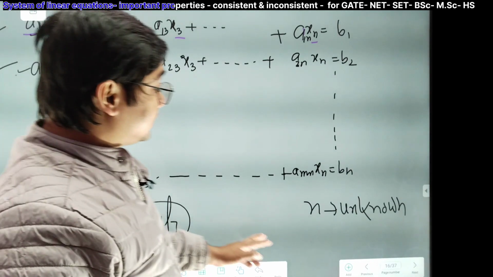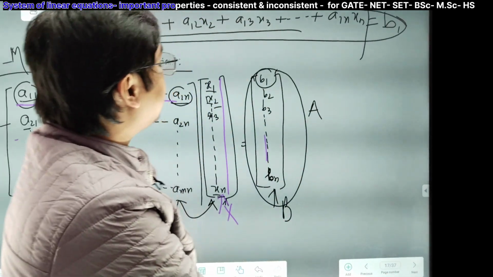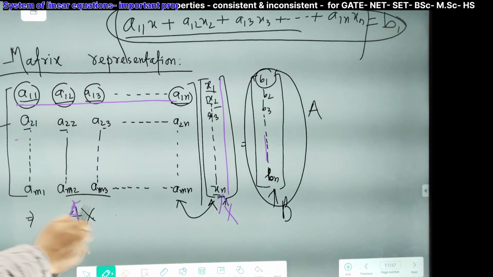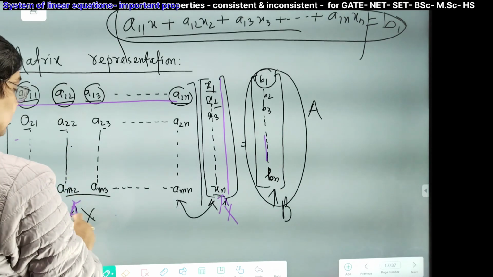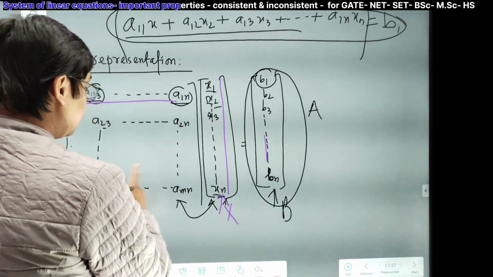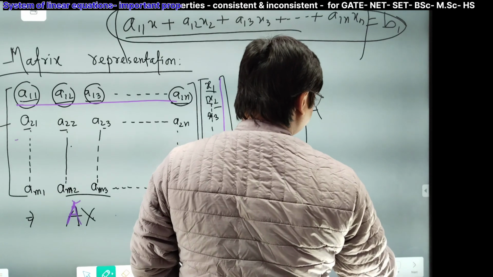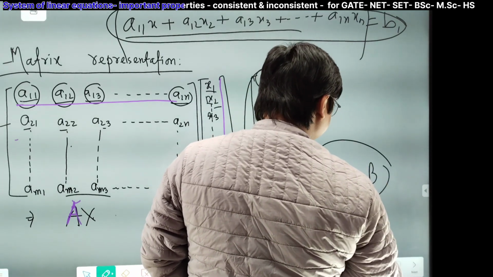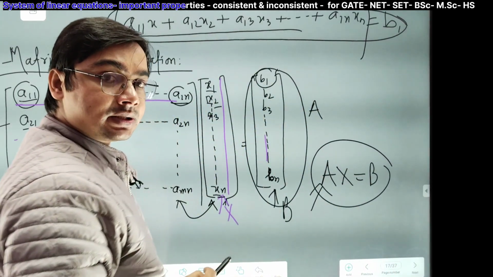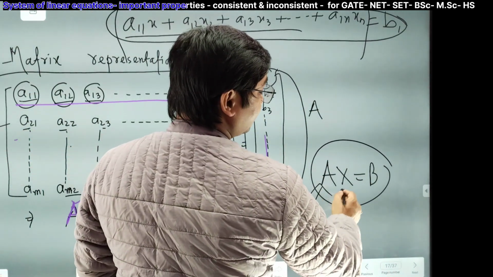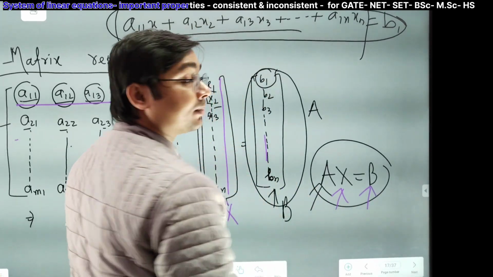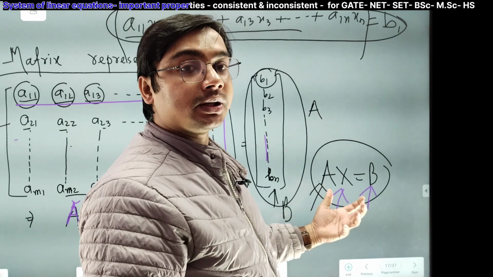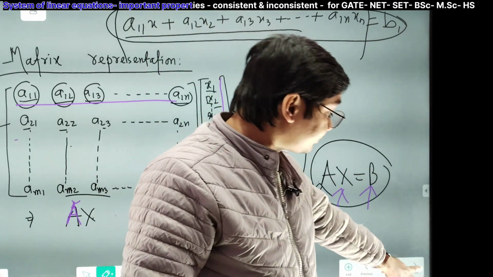Okay, so this is simply the matrix representation of this system of linear equations, guys. This matrix is A, this is X, this is B. That means we can also write the system this way: AX = B. Here A is the matrix of coefficients, X is the matrix of unknowns, and B is the matrix of constant terms. So you must remember this format: AX = B.